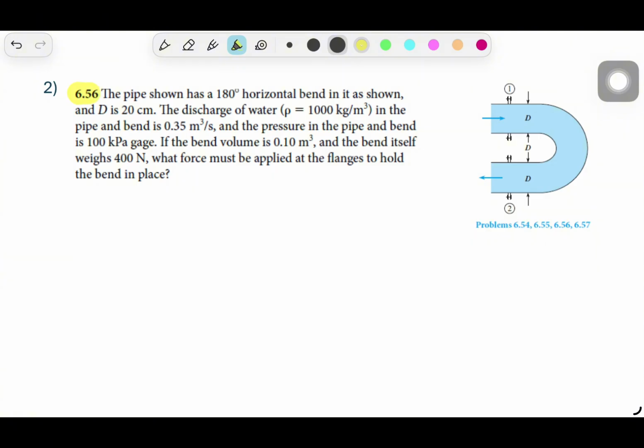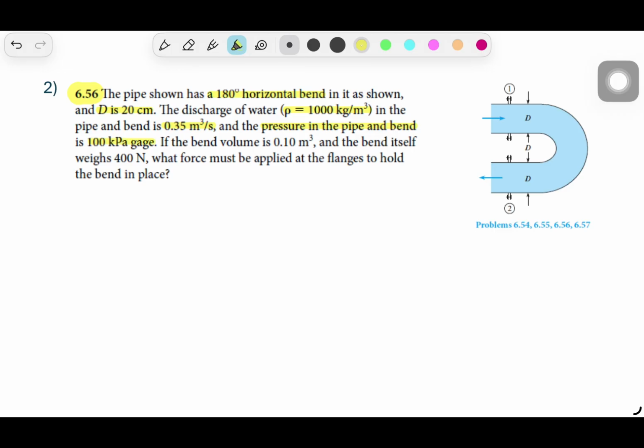Let's continue with the second question. This is question 6.56. Here we have a pipe with a 180-degree horizontal bend, and D is 20 centimeters, where D is this diameter here. The discharge of water in the pipe and the bend is 0.35 cubic meter per second, and density is also given. And this time we have pressure in the pipe and bend, given as 100 kilopascal.